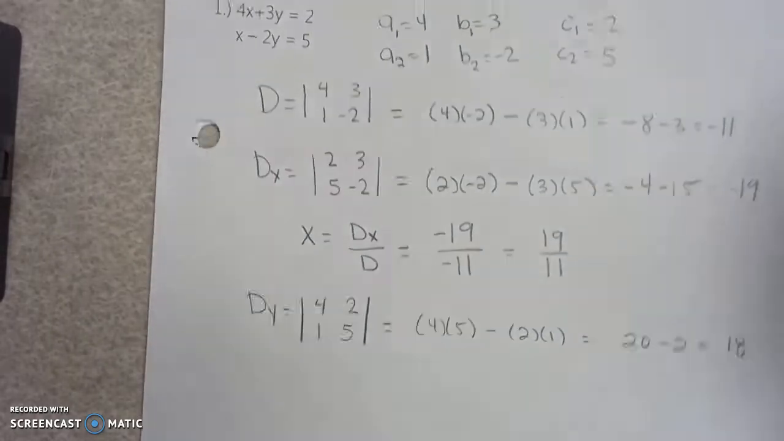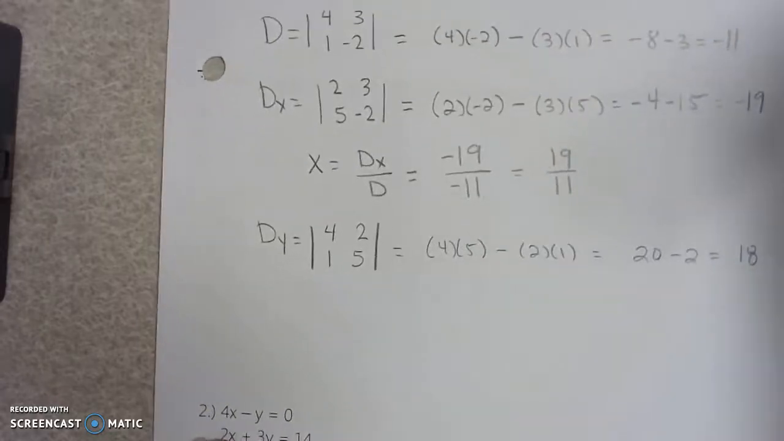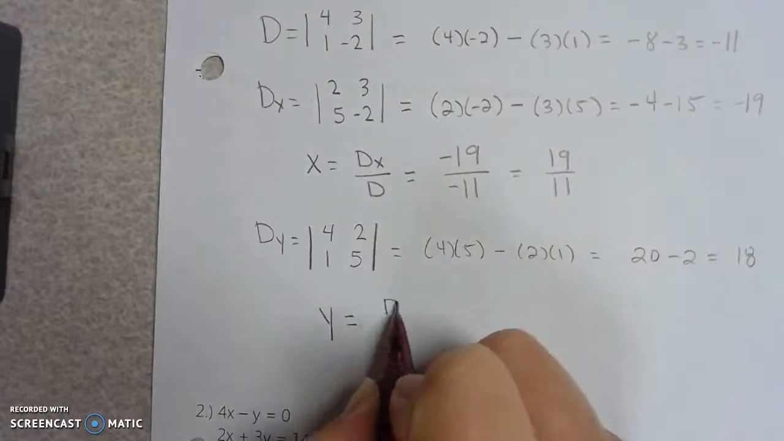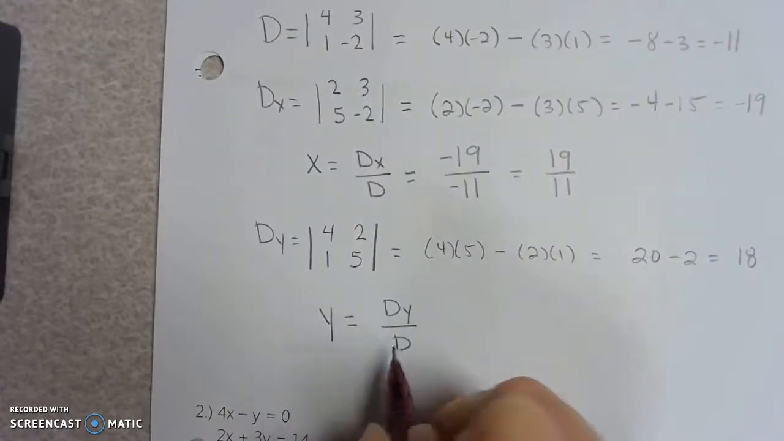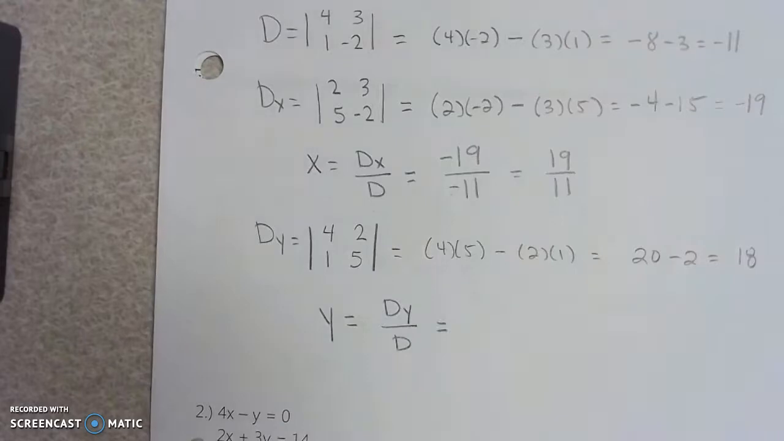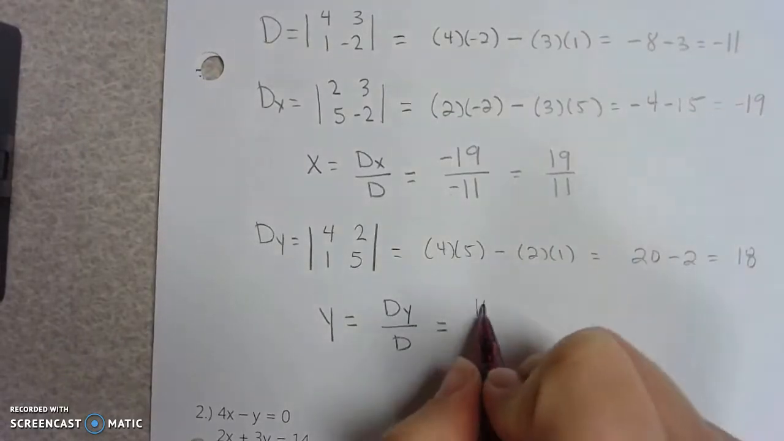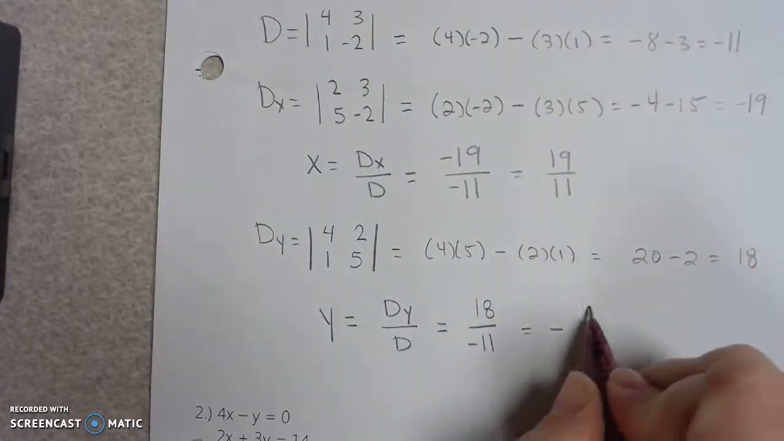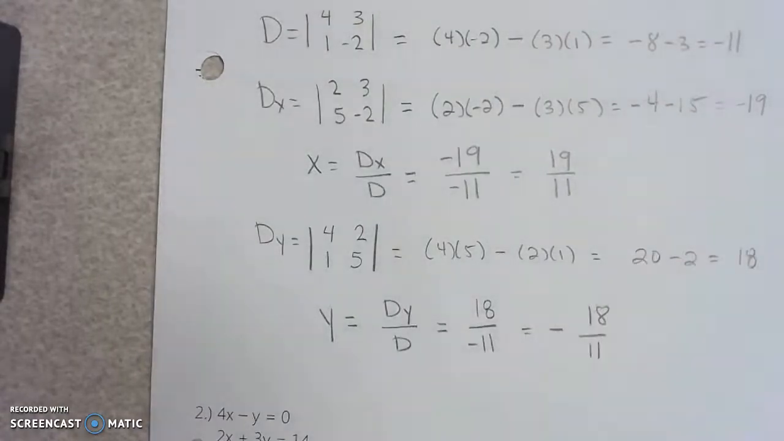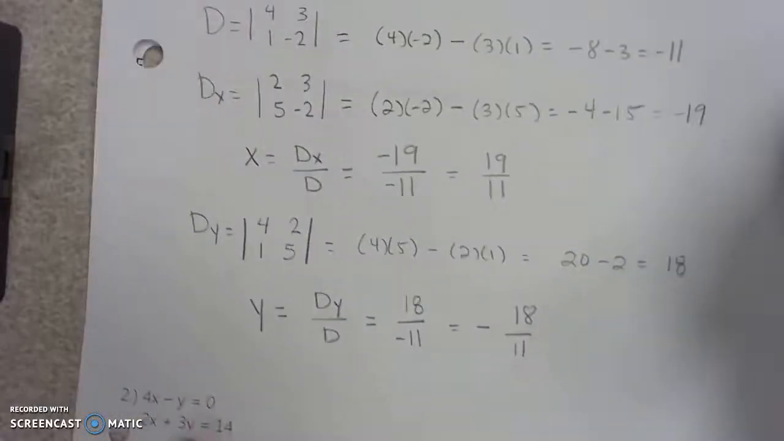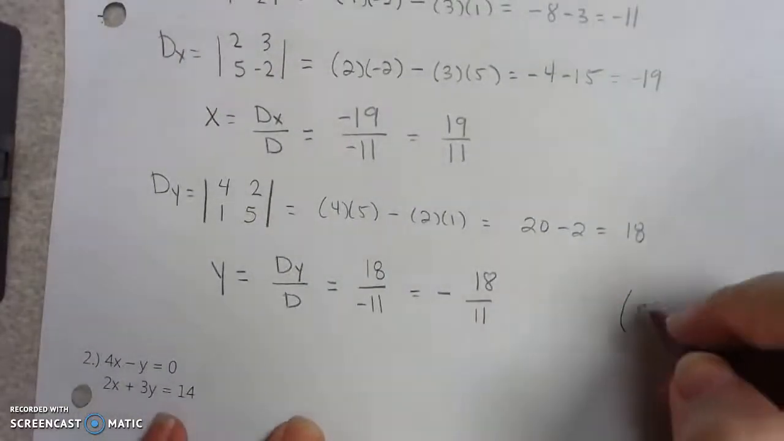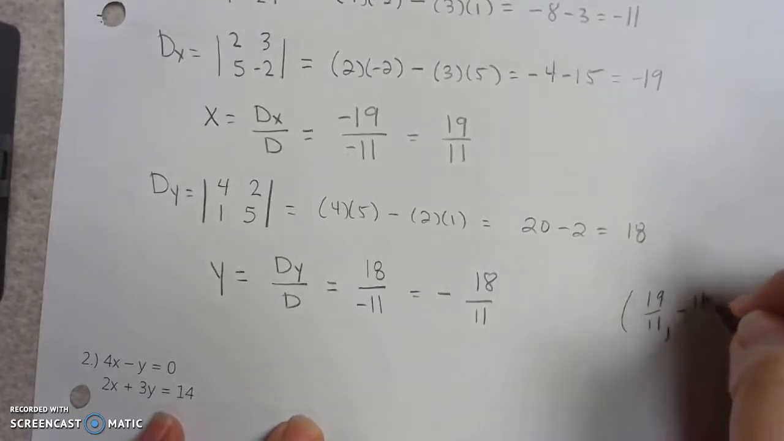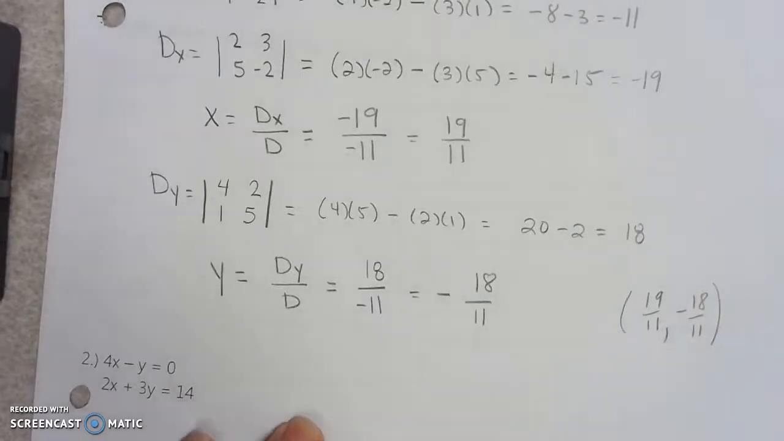Alright, so now that we know d sub y, we can find the y coordinate, and that comes from taking d sub y and dividing it by d. So d sub y we said is 18, d is negative 11, and so that'll just be negative 18 over 11 for y. So our solution will be 19/11 for the x and negative 18/11 for the y.